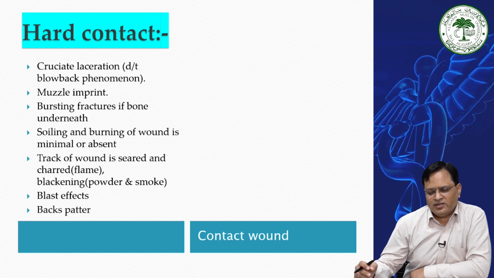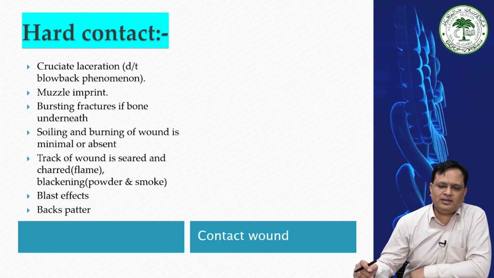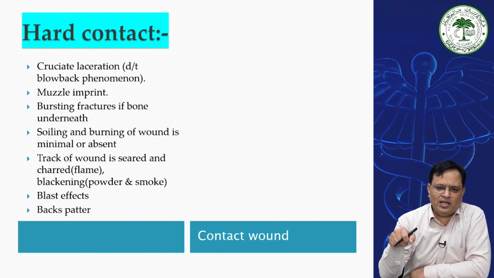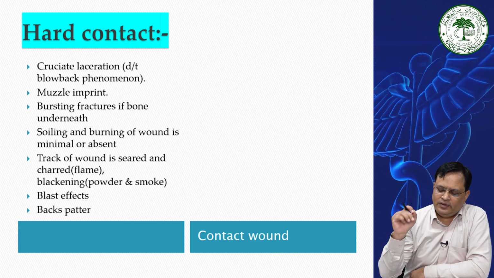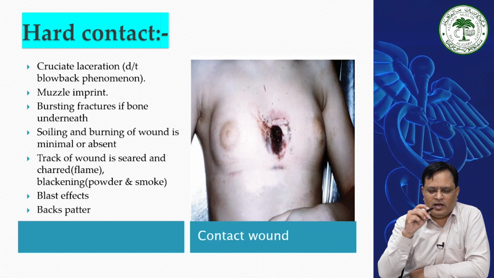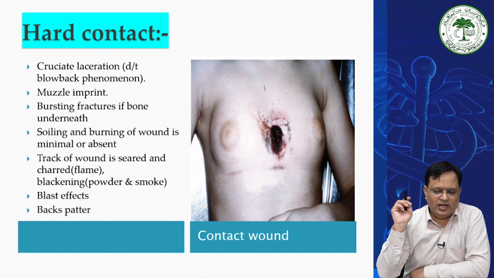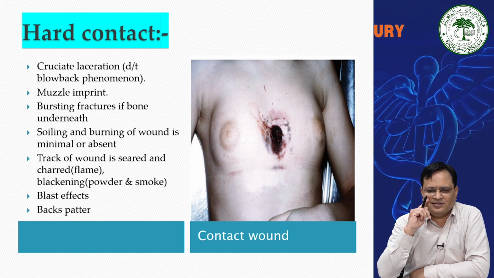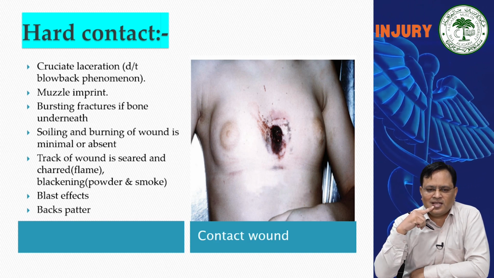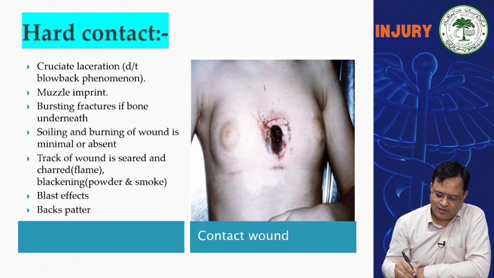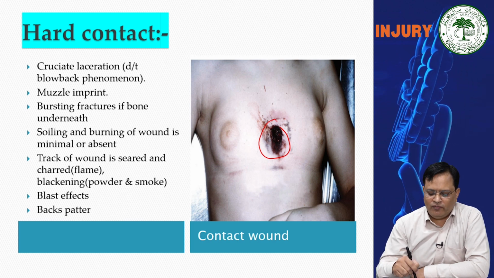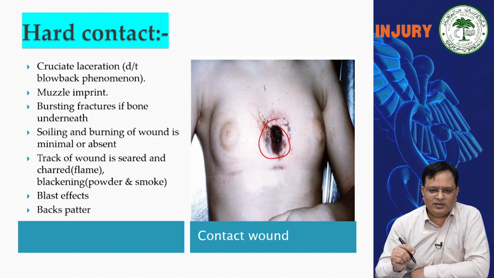Then we are describing separately hard contact, which means if a barrel is pushed against the body and then fired, we can get a very clear cut wound, and we can get cruciate laceration. You can find laceration, but the muscle imprint is there. You can see bursting, fracture of the bone. If the bone is underlying, there may be fracture.